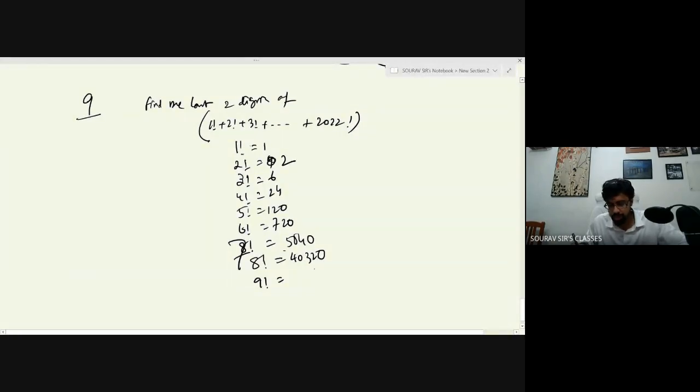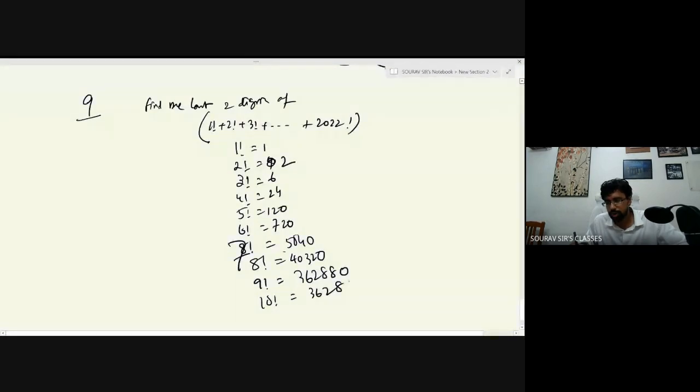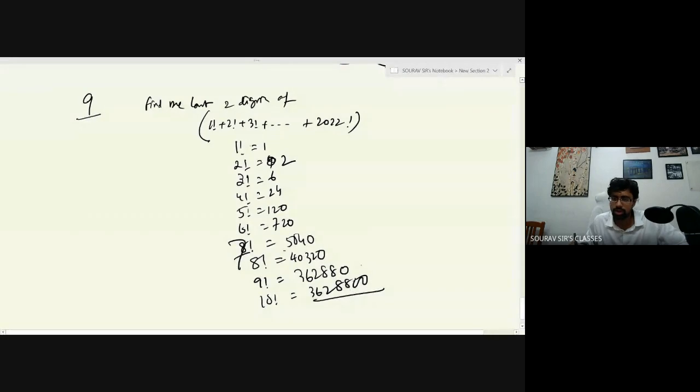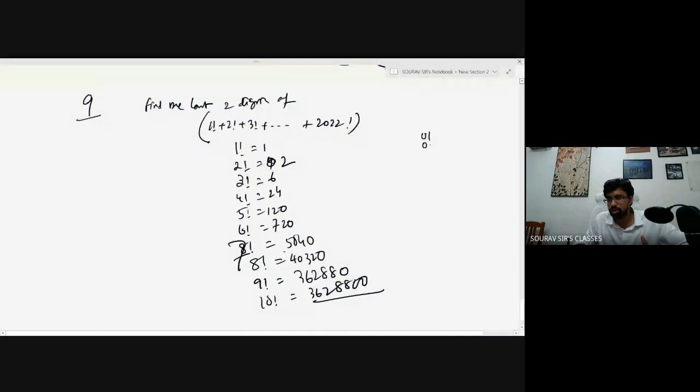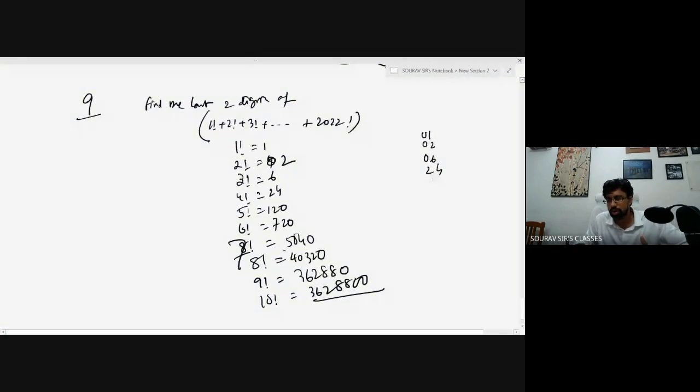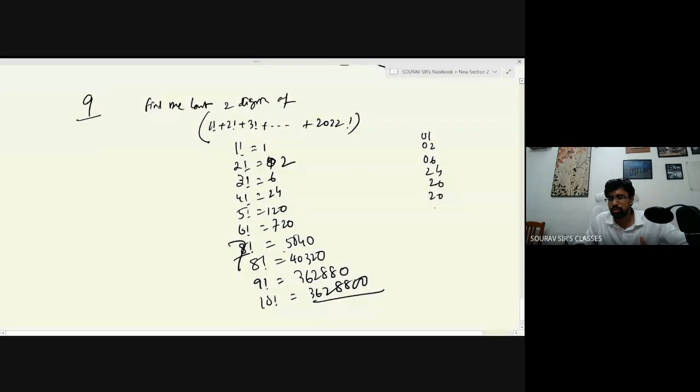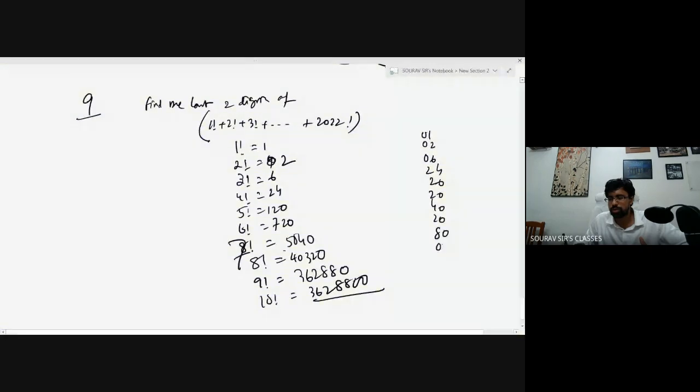Okay, so that is 362880, and 10 factorial we don't have to do it because this will end up with two zeros. So 3628800. So that is a thing now. So all you have to do is add the last two. So here we have 01, 02, 06, 24, 20, 20, 40, 20, 80, 00.